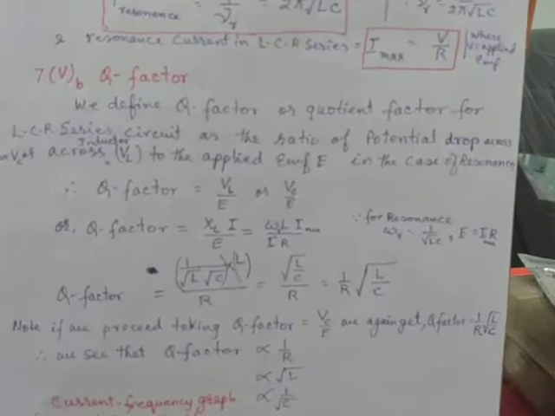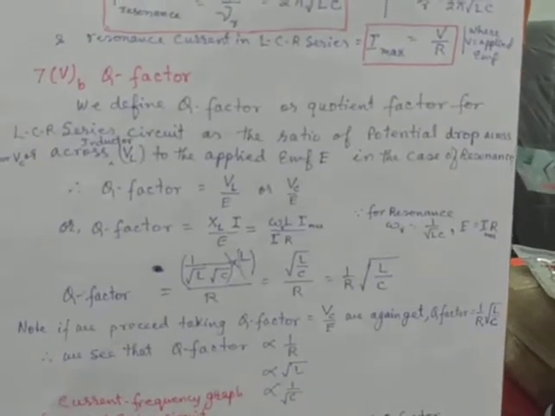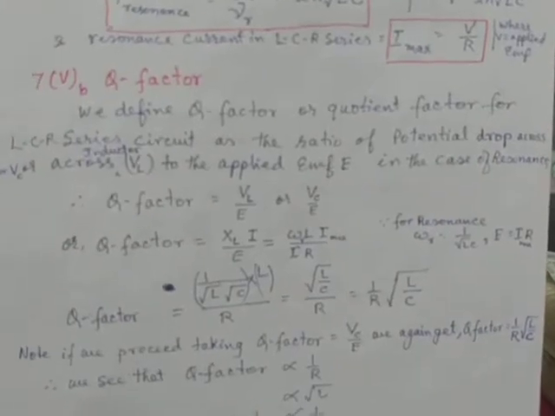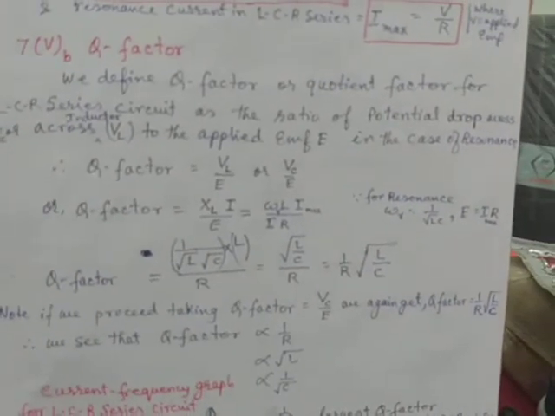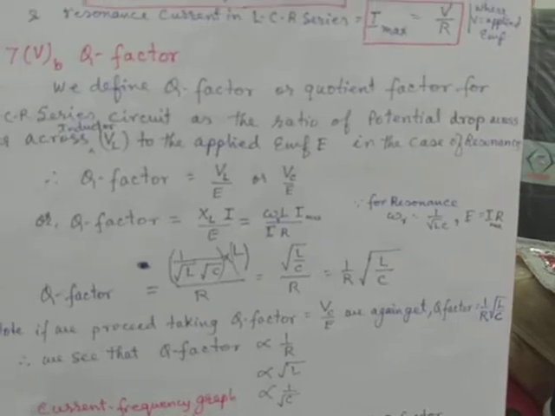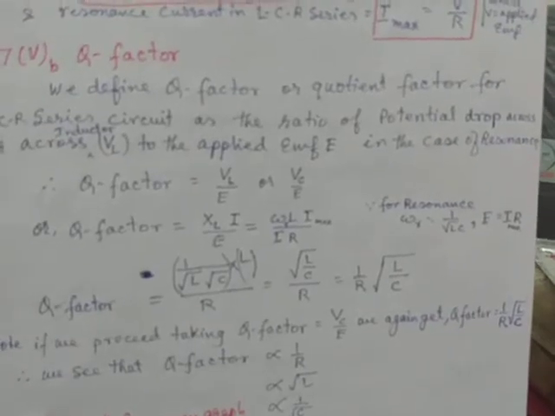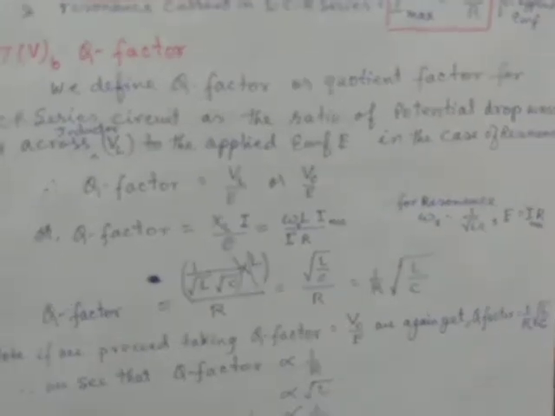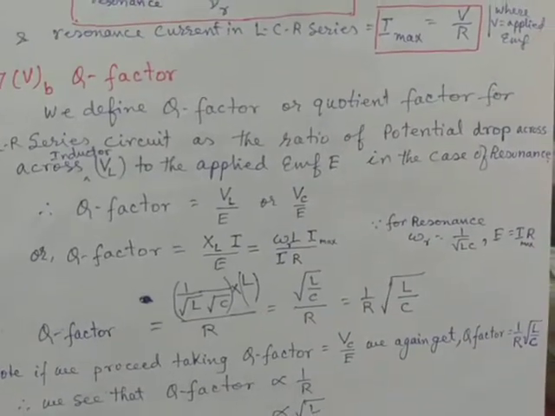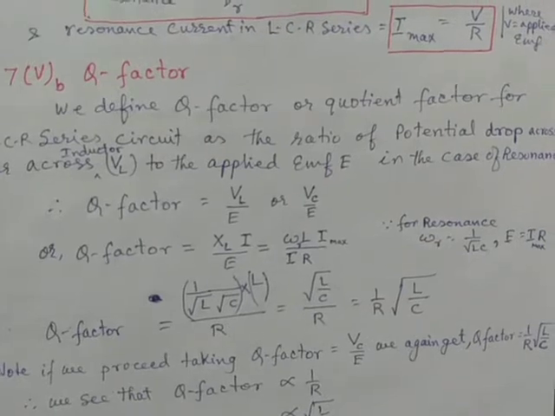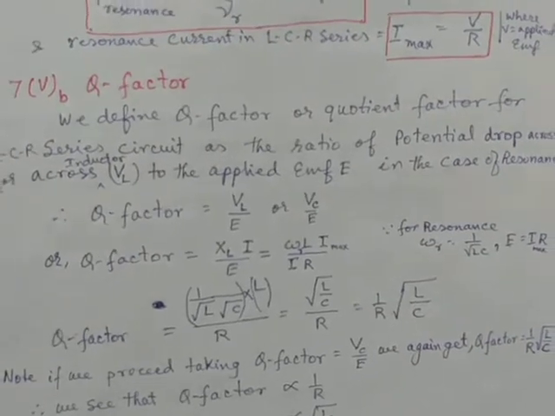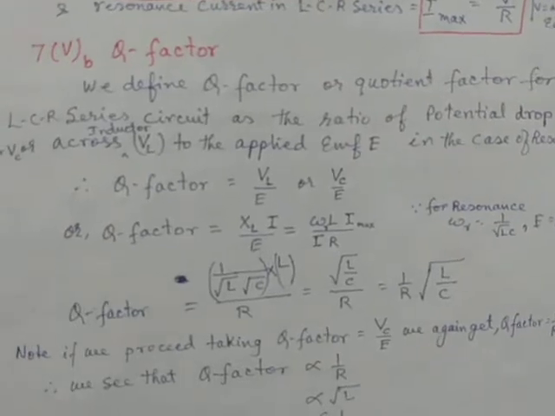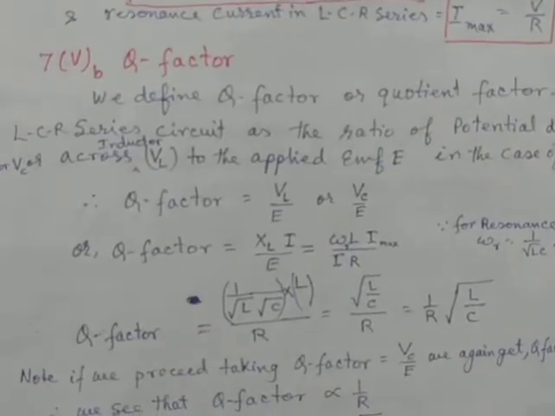Class 12. Today we are going to understand what is Q factor for an LCR circuit. Q factor is a ratio of potential difference across inductance coil divided by the total applied EMF in the circuit. It is taken in the case when resonance is happening.